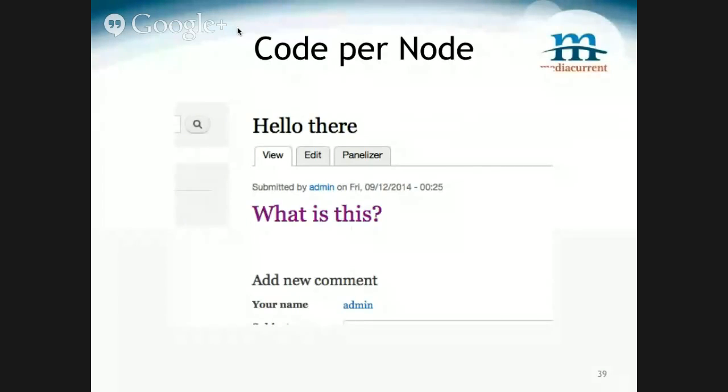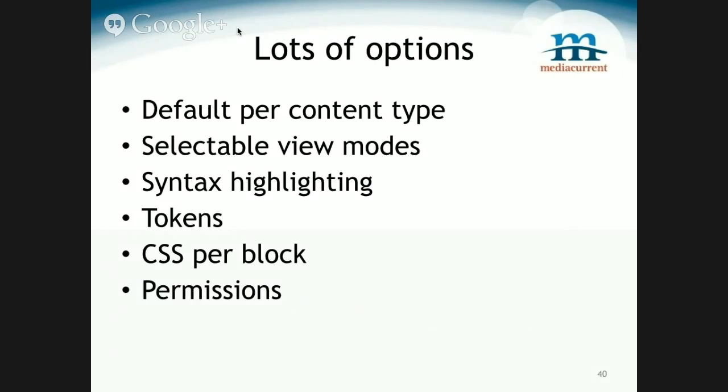I don't have a GIF of this because the blink option didn't work in Safari. I think that's a feature. But you can see black. It's large purple text instead of this smaller black text. And then the code per node has a bunch of options you can go with it. You can set up a default for each content type.